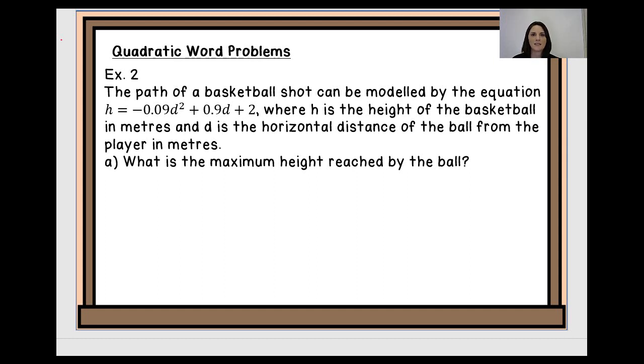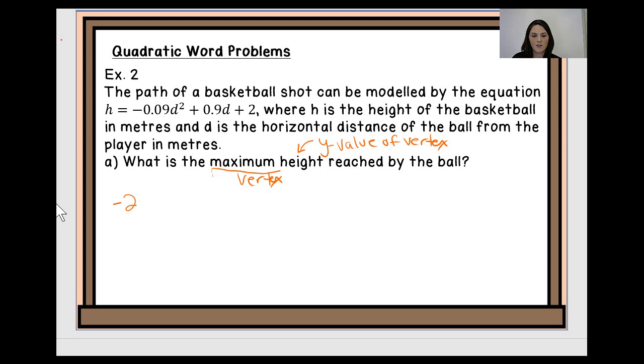Whenever you see the word maximum or the word minimum, we know we are looking for the vertex. So in order to find the vertex, we are going to be completing the square. So maximum is our clue that we're looking for the vertex, and the maximum height is the clue that we're looking for the y value of the vertex, or in other words, the k value. Okay, let's go ahead and subtract 2 from both sides.